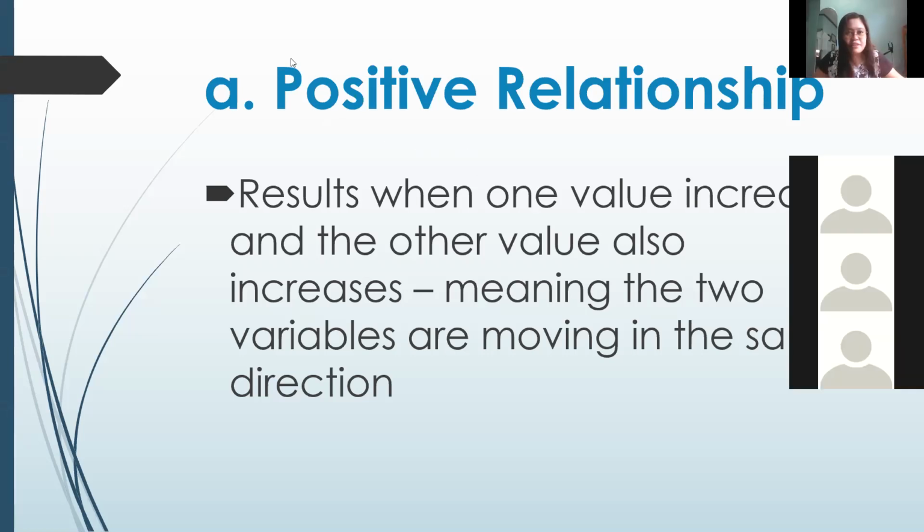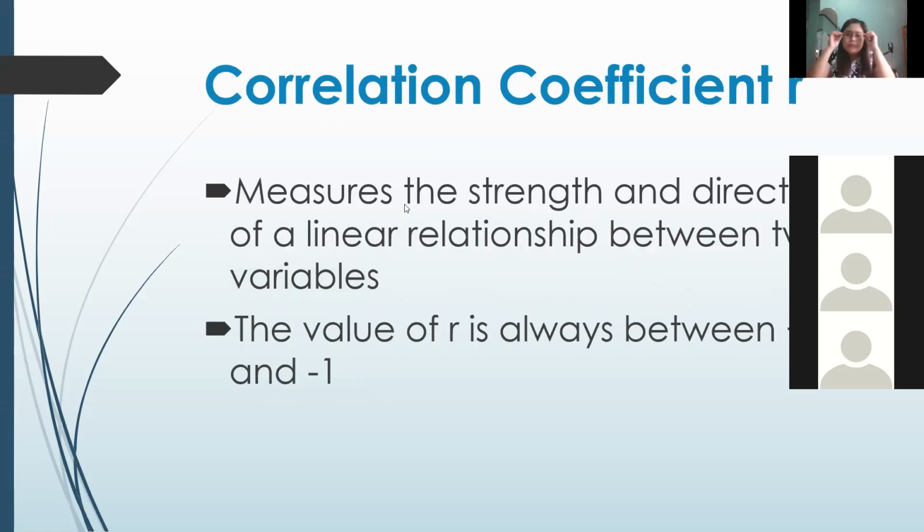Sige, let us continue. So, let's talk about the correlation coefficient R. So, sa t-test, nag-compute og t-score. Sa correlation class, we are computing for the R. That's the relationship. So, pag mag-compute og R, the R represents or measures the strength and direction of a linear relationship between two variables. Okay? Again, ang R measures the strength of the relationship. Kung gaano ka strong ang relationship sa duha ka variables.